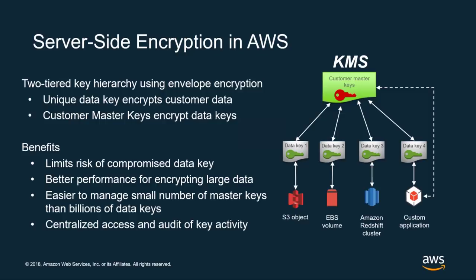And as we talked about, this uses a two-tiered key hierarchy using envelope encryption, where a unique data key encrypts the customer data and the individual objects, and the customer master key encrypts the data keys. And so as we talked about, this separation really limits the risk of a compromised data key, provides better performance for encrypting large amounts of data, and instead of managing potentially billions of data keys if you have billions of objects, you're only managing a small number of master keys.